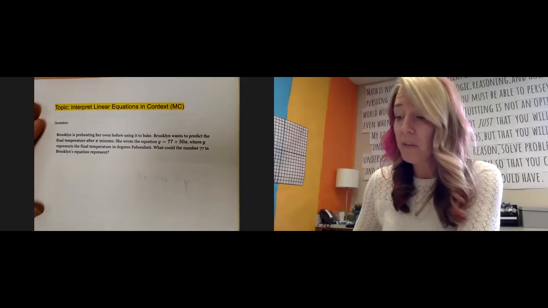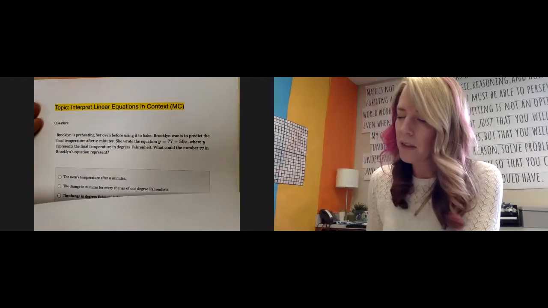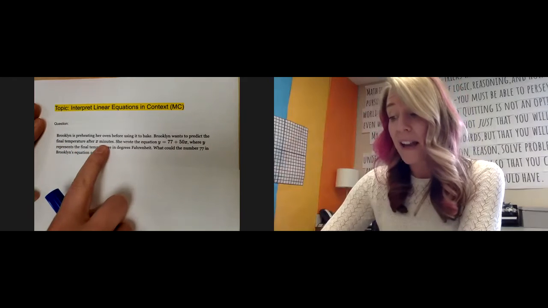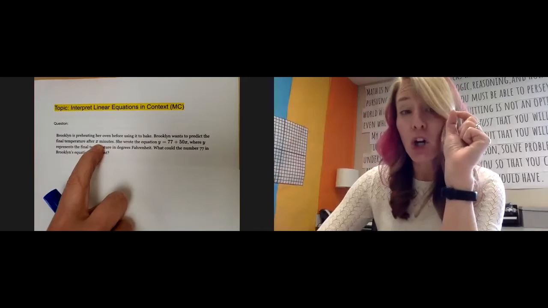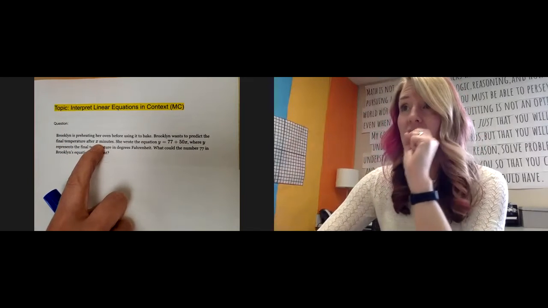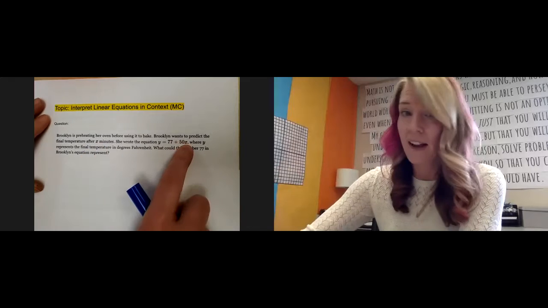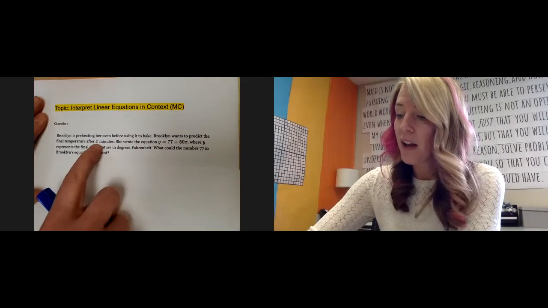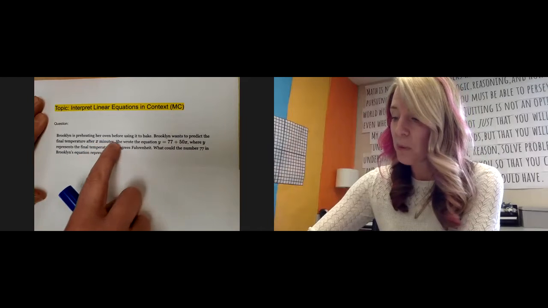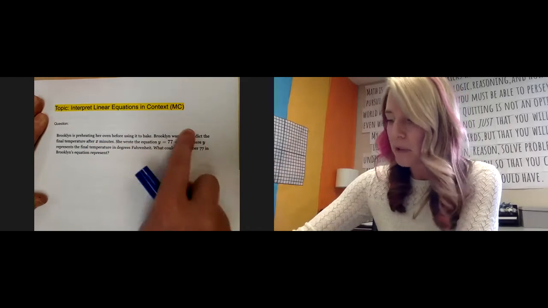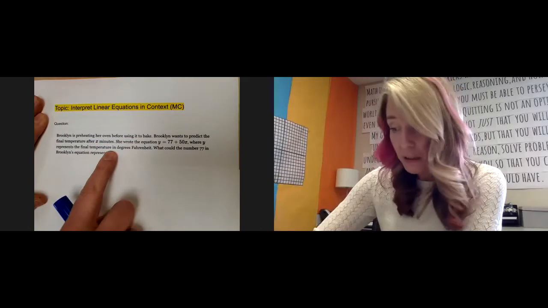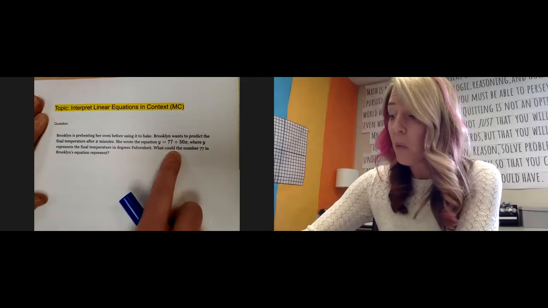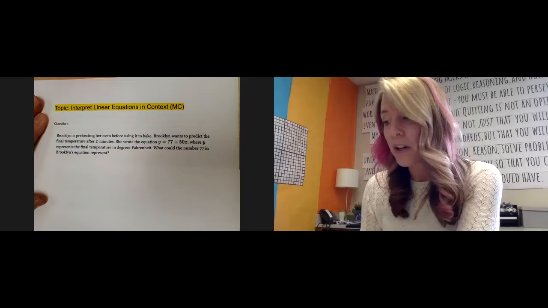Brooklyn is preheating her oven before using it to bake. Brooklyn wants to predict the final temperature after X minutes. So every time you hear per, that's going to be your slope with your X, okay? How many minutes, or what's the temperature change per minute. She wrote the equation, blah, blah, blah, where Y represents the final temperature. So Y is the result, okay? In degrees Fahrenheit. What could the number 77 in Brooklyn's equation represent?